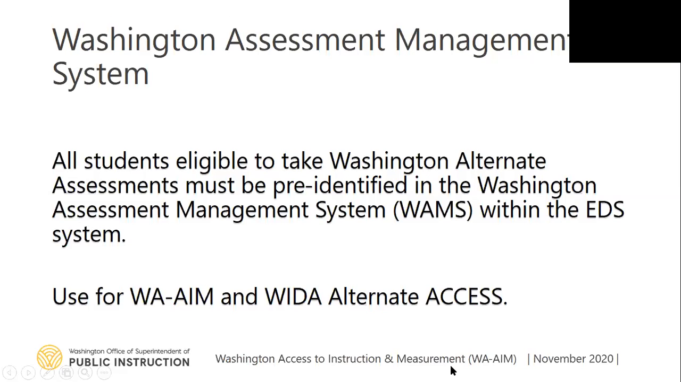All students eligible for alternate assessments must be identified in the Washington Assessment Management System within EDS. This identification process is used for both the WAAM and the WIDA Alternate ACCESS. Only district users with permissions to EDS and WAMS will be able to complete this function.